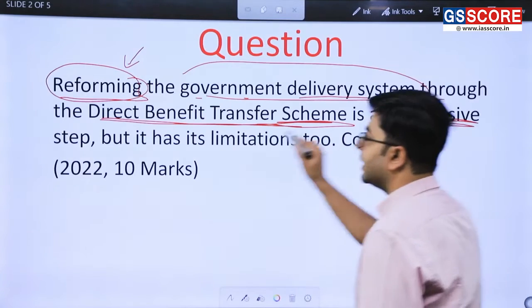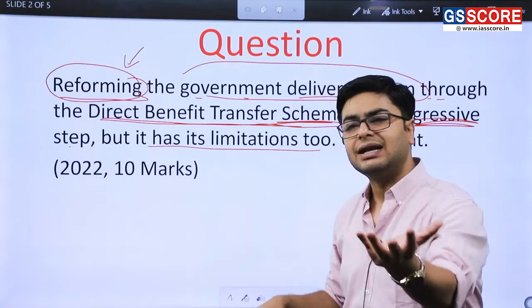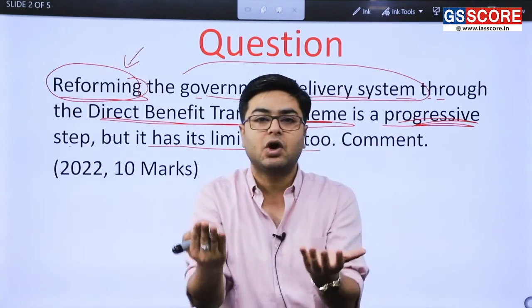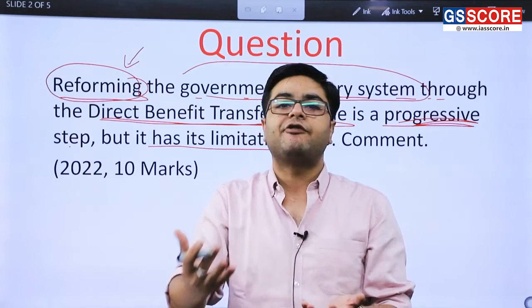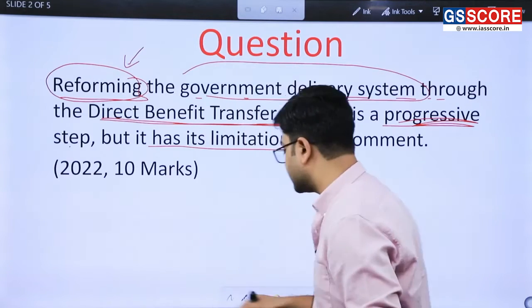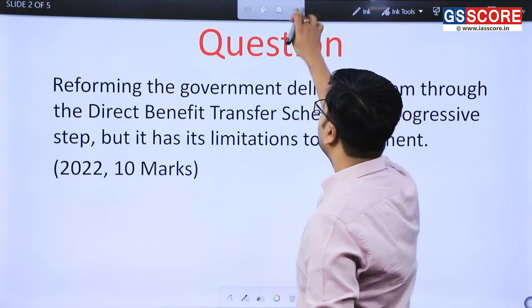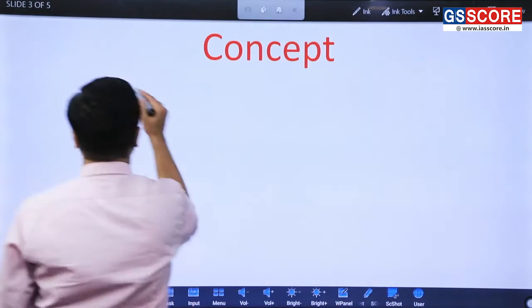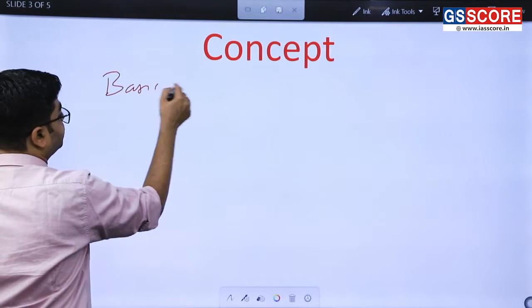That is what the undercurrent of this theme is. It says it's a progressive step but has limitations. Then it is fairly simple that yes, it's a good start, it's something which is good, but it is also fraught with certain challenges. So let us look at the underlying concepts, that is, the basic aspects of governance.